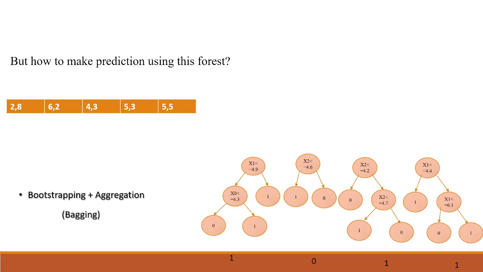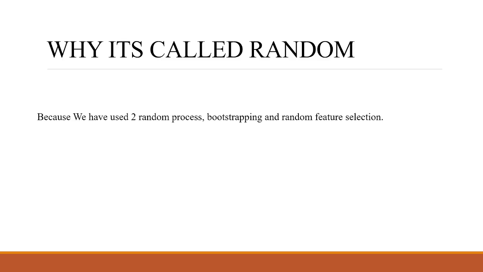Okay, so that was how we build a random forest. Now, I should discuss some very important points related to this. The first one, why is it called random? Because we have used two random processes, bootstrapping and random feature selection.